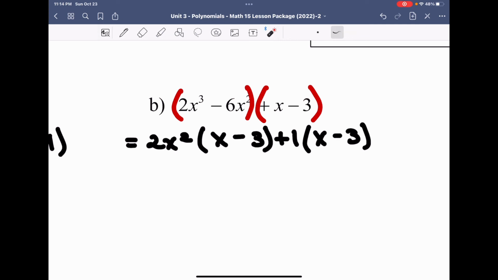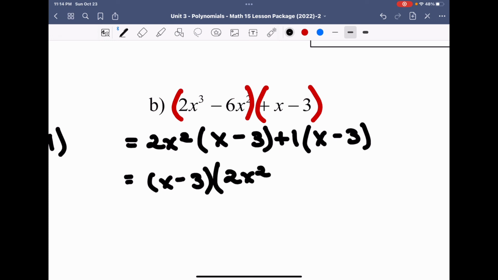I know they're both being multiplied to this x minus 3. That's a common term here. So I take that and I move it out front. X minus 3 times I have 2x squared plus 1 left behind.